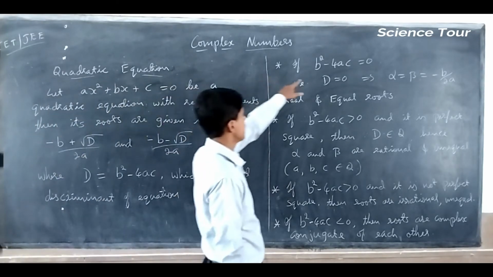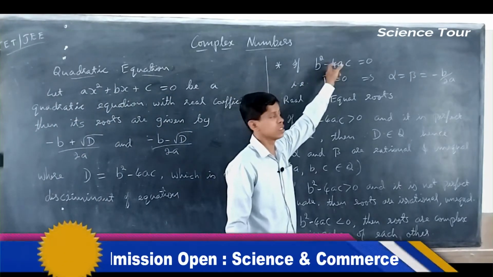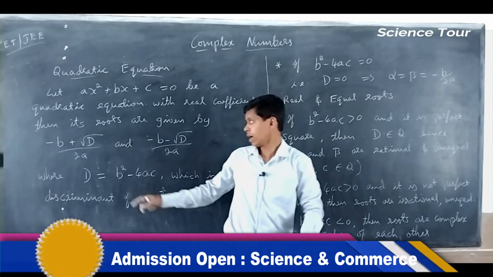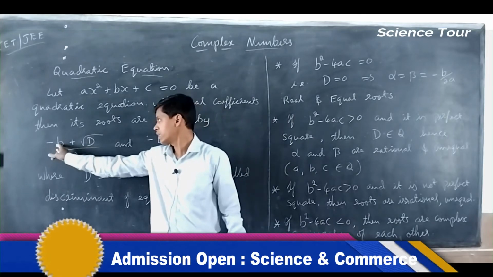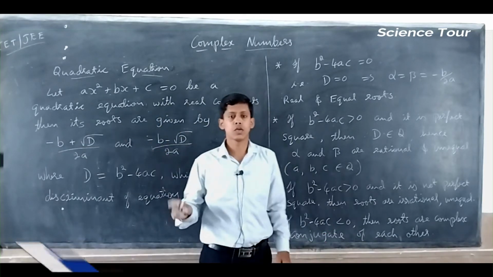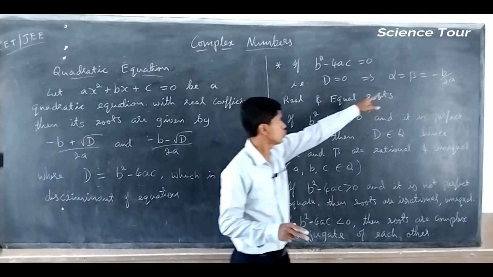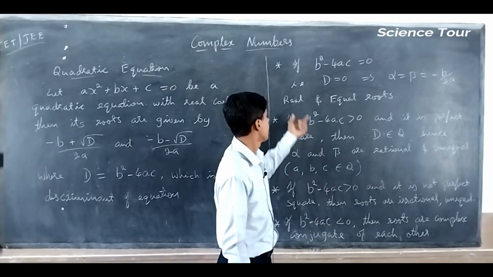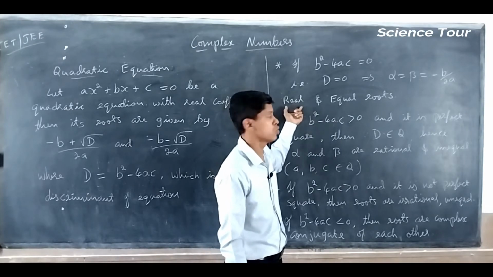Now if b square minus 4ac is 0, if d is 0, then what happens? The roots will be minus b by 2a, minus b by 2a, both are the same, correct? So you get equal roots, and both are real roots.